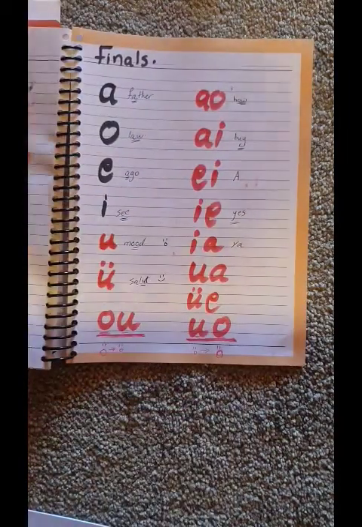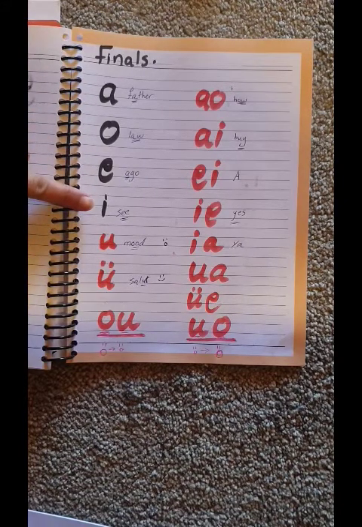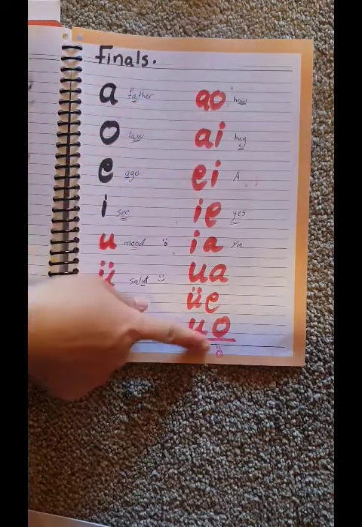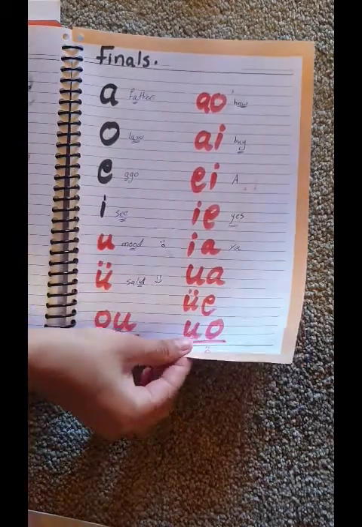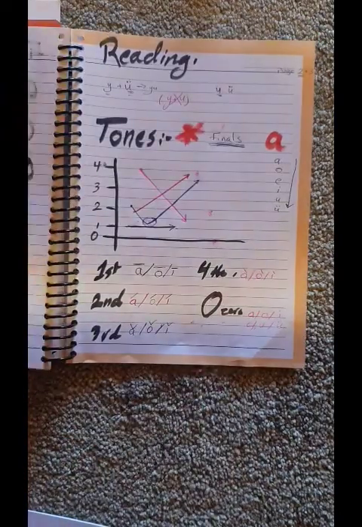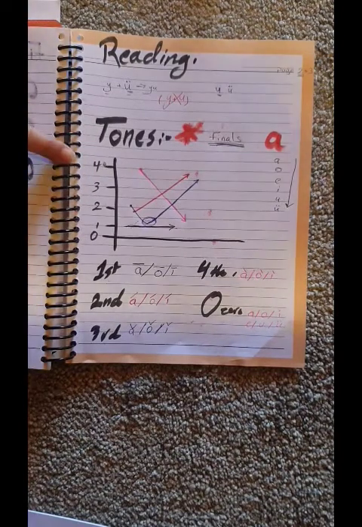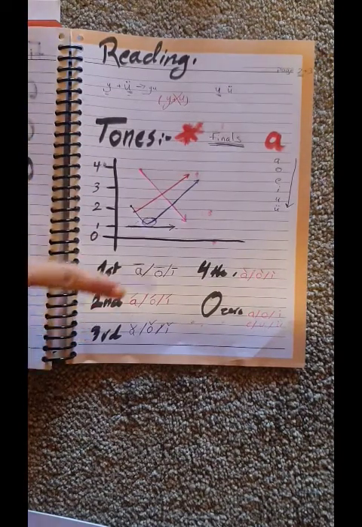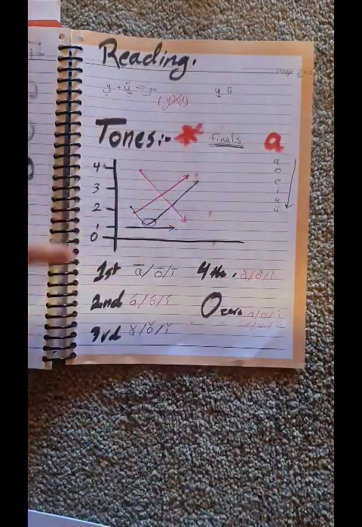And then we started with the finals: a, o, I, U, Ü, and we took some of them combined with each other. Then we started talking about the tones. We said that in Chinese we have 4 tones: the first, the second, the third, the fourth, and also a 0 tone, a separate one.